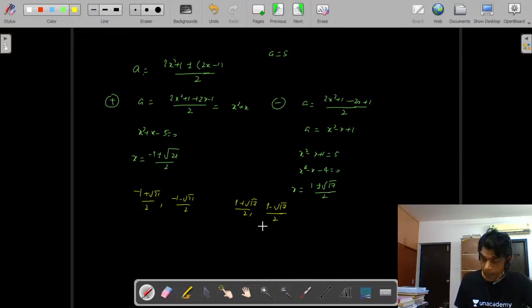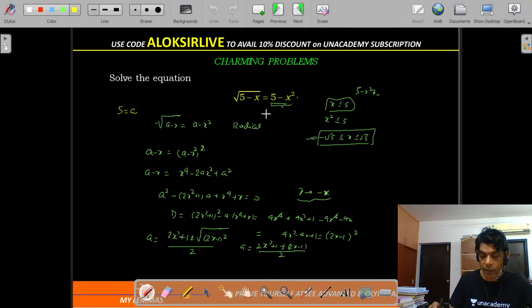Okay, so this is 1 minus root 17. Here you have to learn one more thing that is very important. Now out of these 4 roots, which are the actual roots? See, we squared this, right? We squared, so we don't know what the good roots are.